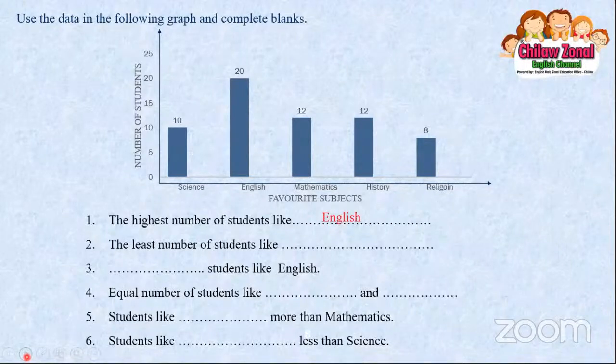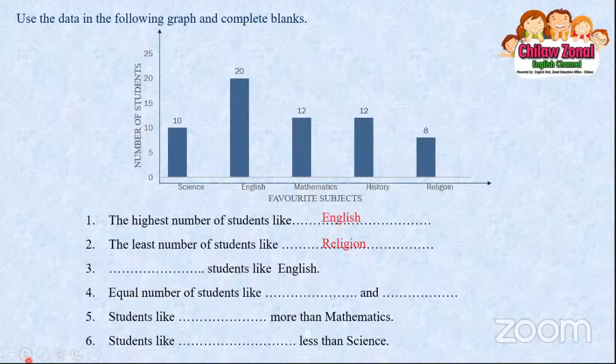And second one, the least number of students like, or minimum number, right? Minimum. According to this bar graph, we can see 8 students like religion, right? It is the least number. So the second answer is religion. The least number of students like religion.